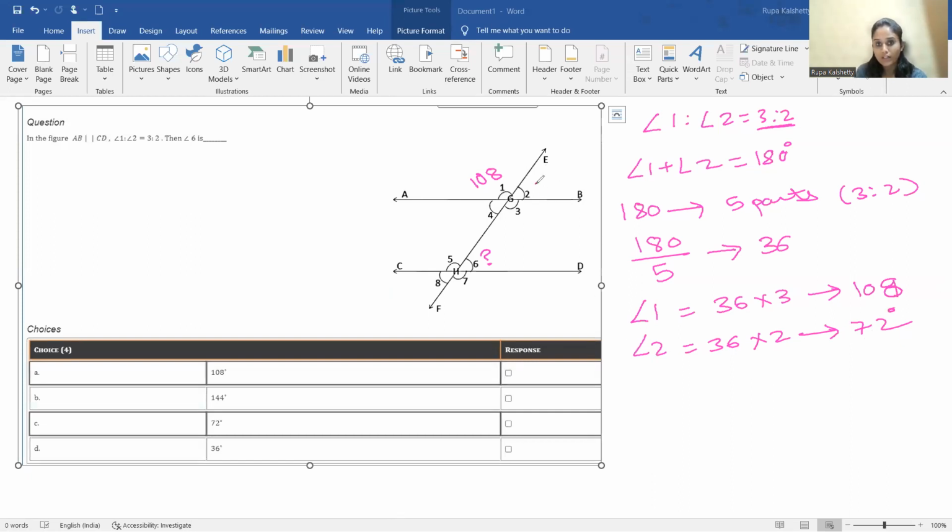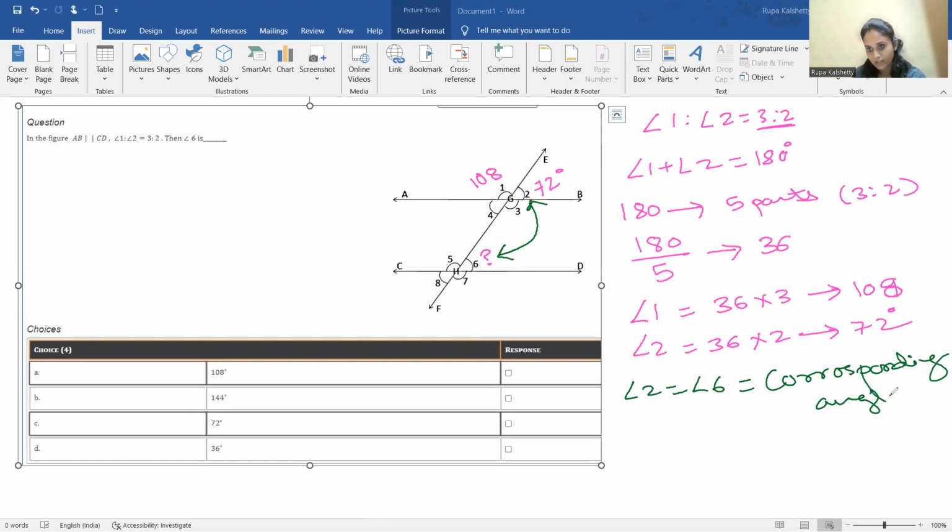And once you know that angle 2 is 72 degree, you should be able to establish the relation between angle 2 and angle 6. Angle 2 is equal to angle 6 because they are corresponding angles. Okay. Corresponding angles. So you can see that angle 6 is also 72 degree, which is option C, and that is the correct answer. Yeah, I hope you understood this question.